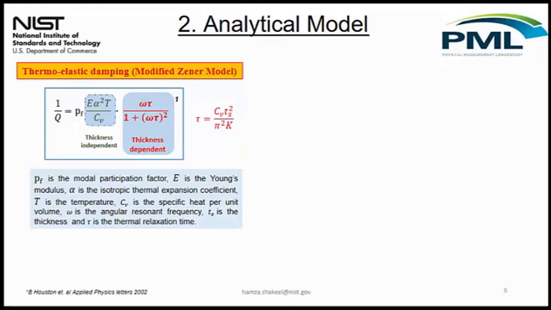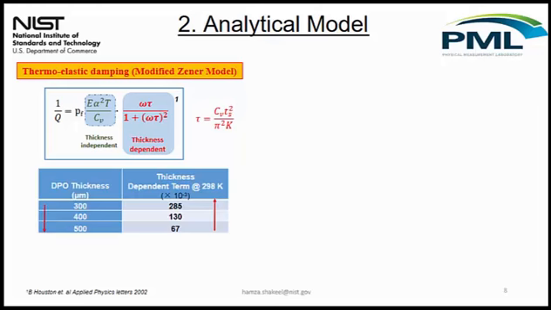Looking at this expression, there are two terms: a thickness independent term and a thickness dependent term. In the thickness dependent term, we have thermal relaxation time and frequency, and both of these are again dependent on the thickness of our oscillator. If we just plug in the values for the coefficients in this equation, we see empirically that if we increase the thickness of our DPO, the effect of this term reduces. That corresponds to the increase in the quality factor.